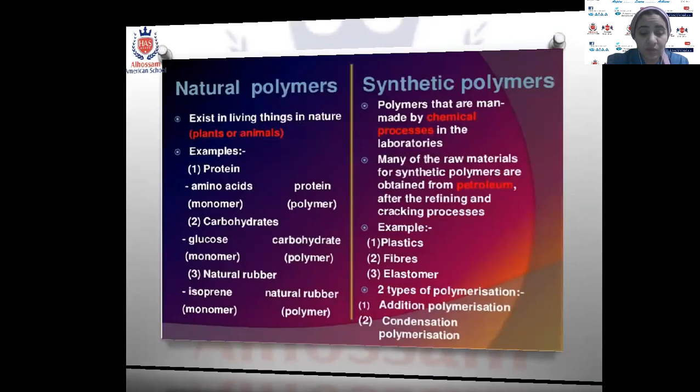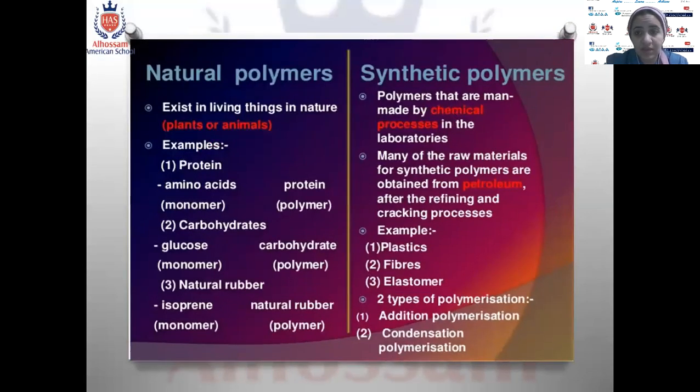The last part: how to compare between natural polymers and synthetic polymers. The natural polymers exist in living things, in nature, from animals, plants, inside your body, like DNA, like protein. For example, protein: the monomers of protein are amino acids, and protein is the final polymer. Carbohydrates: glucose is the monomer, and carbohydrate is the polymer.